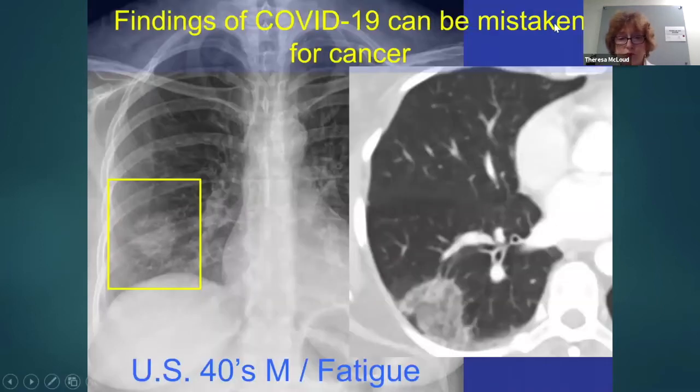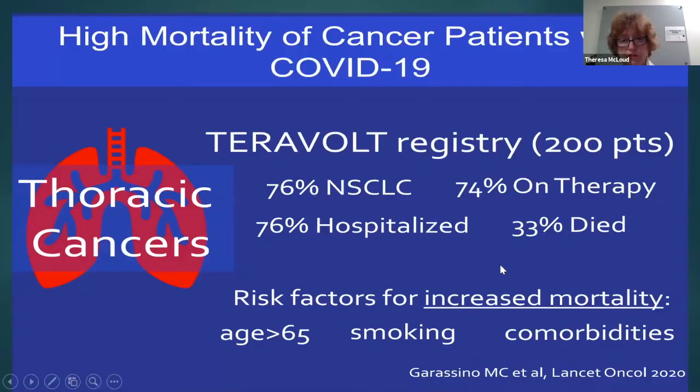Now, I think Brent has already mentioned this, but the findings of COVID-19 can sometimes be mistaken for cancer. This was a young guy in his 40s. He was a heavy smoker, but he came in with fatigue. And of course, we read this chest radiograph and thought he had a mass there, and it certainly looked like a mass on the standard radiograph, and thought he might have lung cancer. And as you can see from the typical findings on the CT, it's almost like a reversed halo here of this very localized lesion in the right lower lobe, and this was COVID pneumonia.